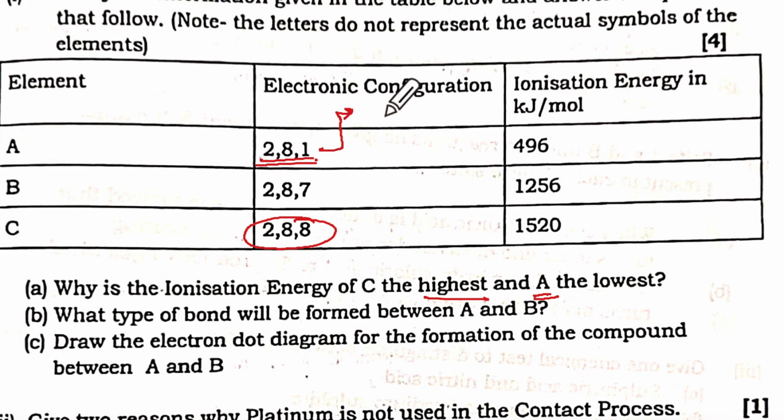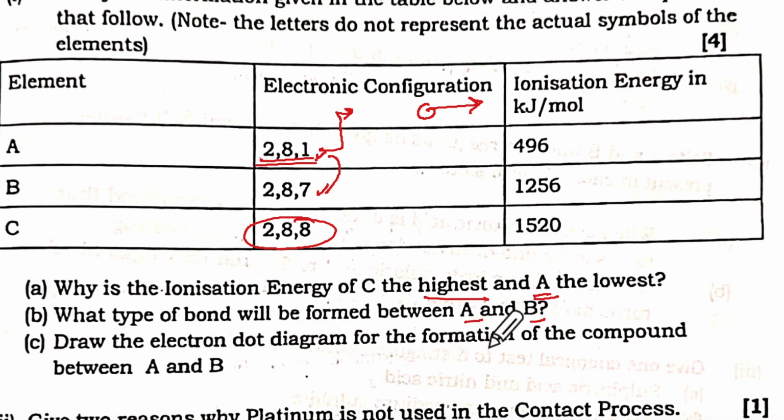Okay, large atomic size. That means if the large atomic size is there, it is going to have less pull on the valence electron. So with less energy, those electrons can be removed. Okay, what type of bond will be formed between A and B? This is a metal, this is a non-metal. So it will be ionic bond.